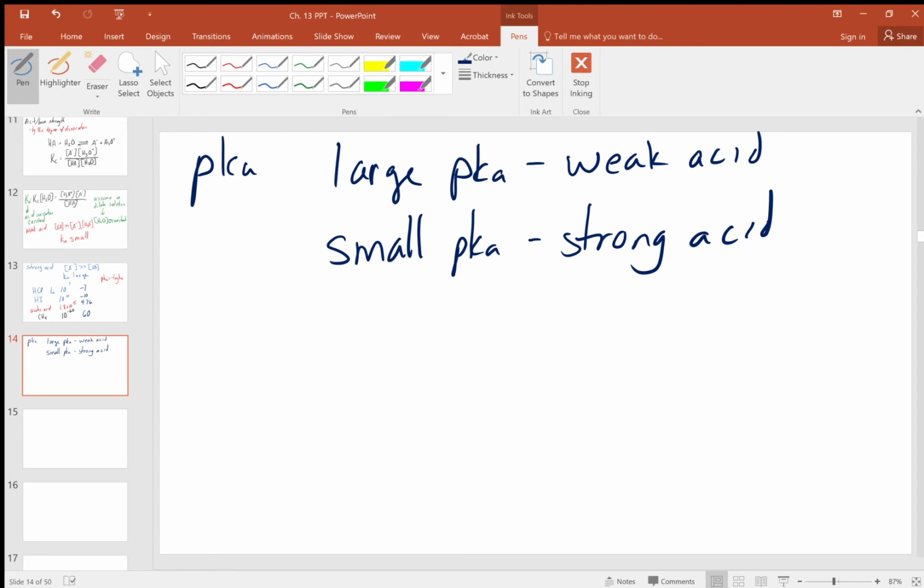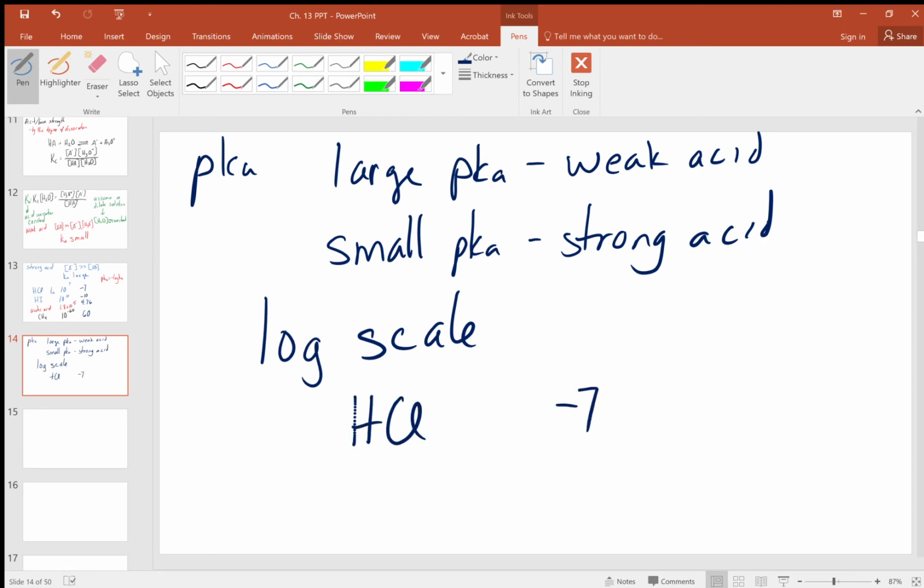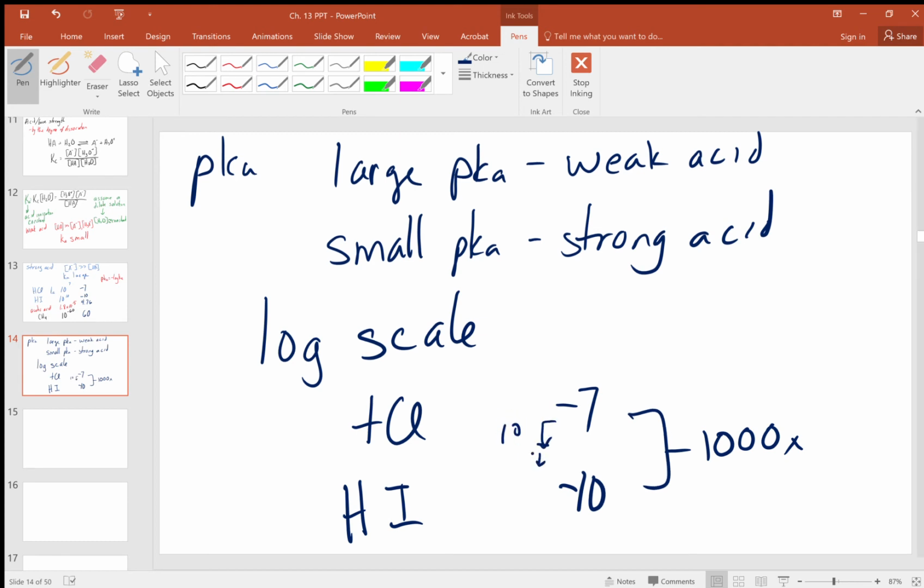It's also extremely important to remember that this scale is a logarithmic scale. And so even a difference of 1 or 2 in pKa matters. If we're talking about HCl, pKa of minus 7, and HI, pKa of minus 10, this is approximately a 1,000 times difference, because for each one, it's basically 10 times.